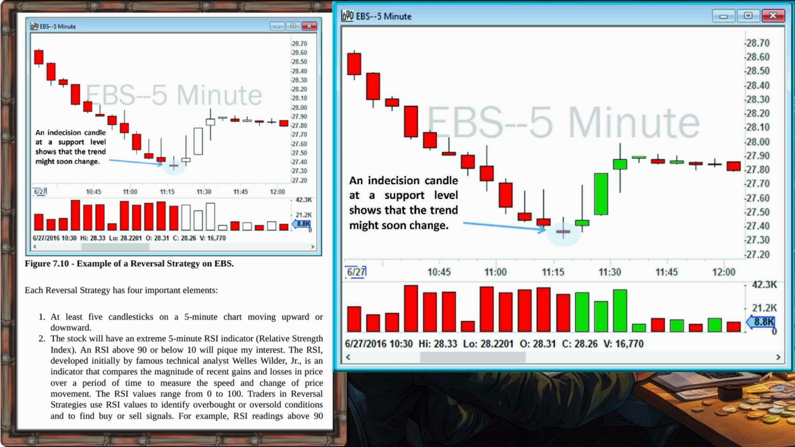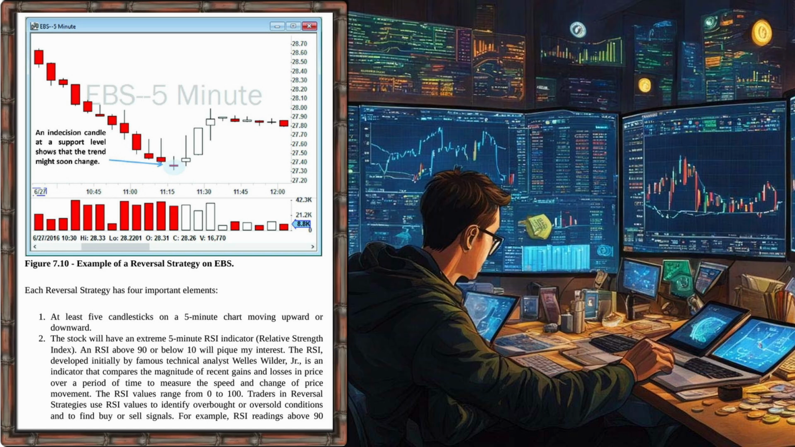Each reversal strategy has four important elements. 1. At least 5 candlesticks on a 5-minute chart moving upward or downward. 2. The stock will have an extreme 5-minute RSI indicator, relative strength index. An RSI above 90 or below 10 will pique my interest.